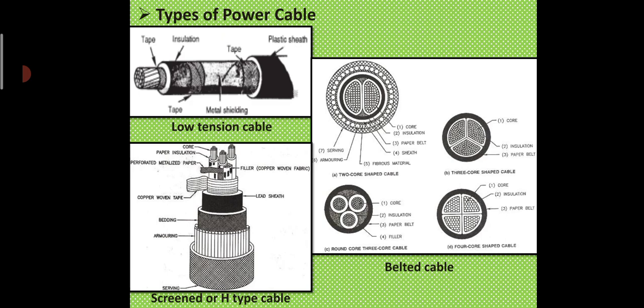Now, belted cable. Belted cables are used for medium voltage, with construction similar to LT cables. There is a paper insulation surrounding the cores, which is called the belt. The cross-section views of the different types of belted cable are here. Three core shaped cable, round core three core cable, four core shaped cable, with armoring and serving, are shown in the figure. Belted cables are not used for high tension voltage.